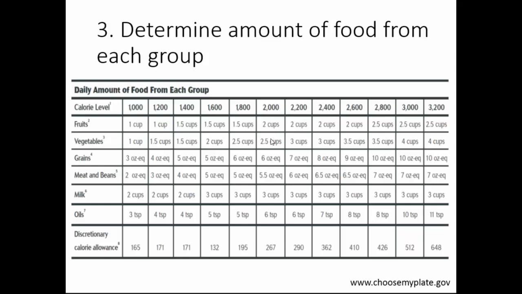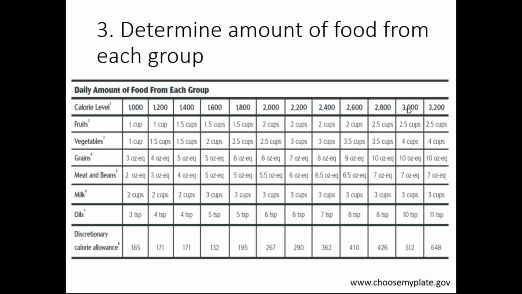I would need 2 cups of fruits. I need 2.5 cups of vegetables, 6 ounces of grain, 5.5 ounces of meat, 3 cups of milk. This really sets you up to be able to put together a food plan for them. Again, the biggest challenge with using My Plate is that it only really goes to 3,200 calories. And sometimes your athletes, some of the bigger athletes for sure, will need a lot more than that.